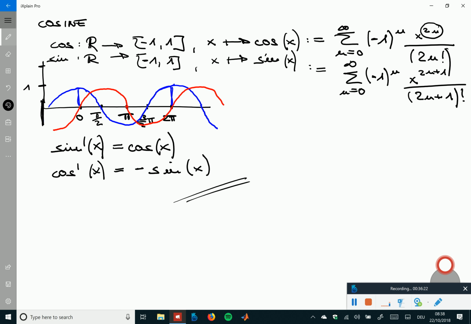Okay. These functions are periodic, so maybe we need that. So if you put in x plus 2 pi into the cosine, what you get out is the value you have at x. So for all x's that you put in, and the same applies to the sine.